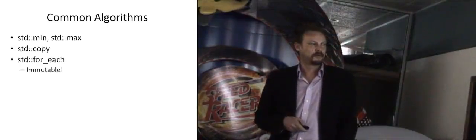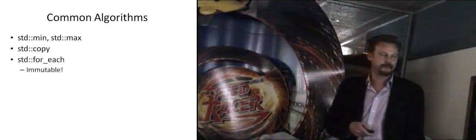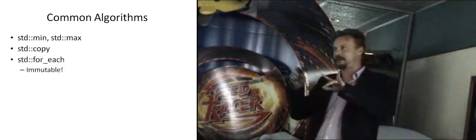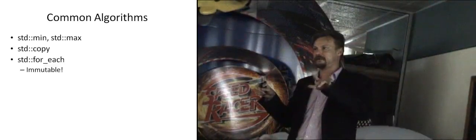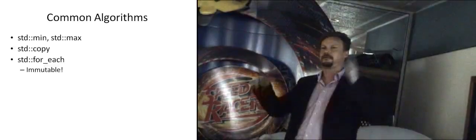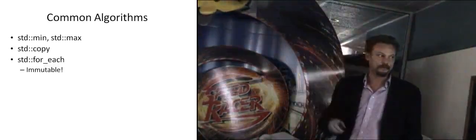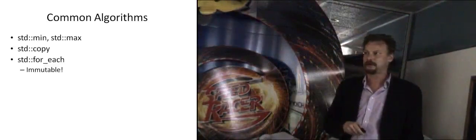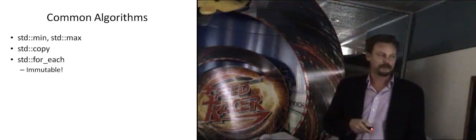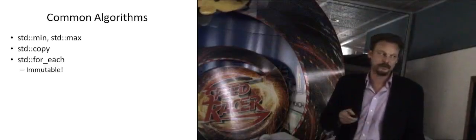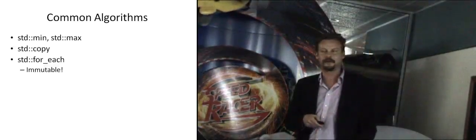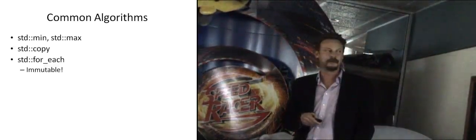Copy, for_each. What for_each does is take a range and apply a functor to all elements in that range. So you could say, for each element, do this thing to it. It's not commonly known, but for_each should be immutable for technical reasons. You can certainly modify elements in a for-each loop.